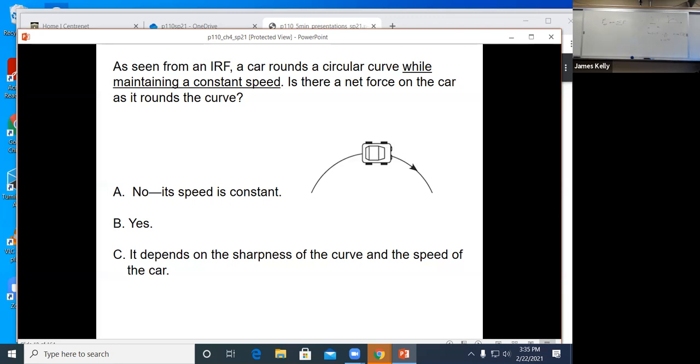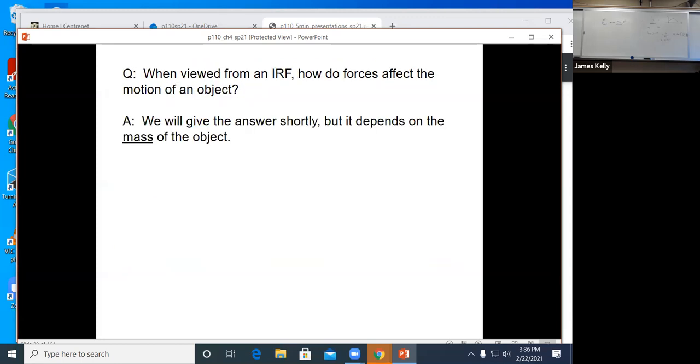Another way to think of it is backwards. I'm observing from an IRF, so if there were no net force, it would be going in a straight line at constant speed, right? That's what constant velocity means. It's not doing that, and therefore, if I'm observing from an IRF, there must be some net force on it. Okay, so the answer there is yes.